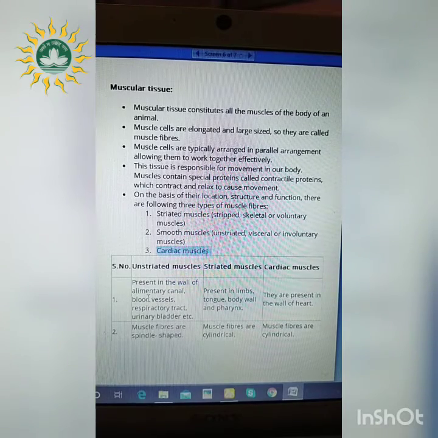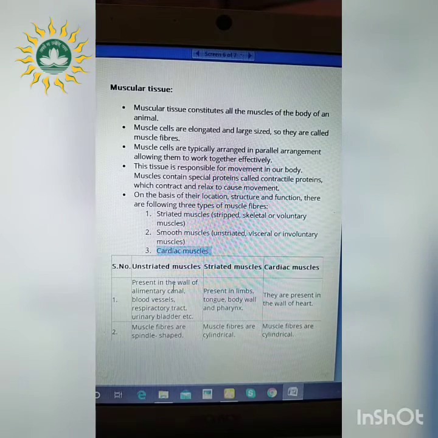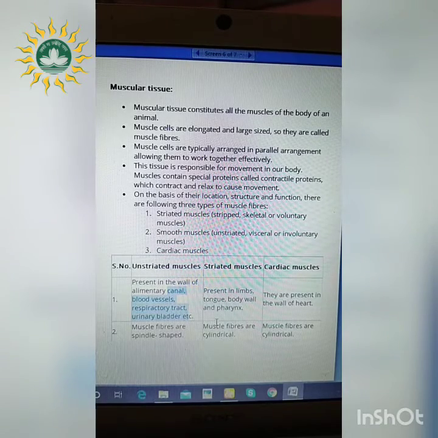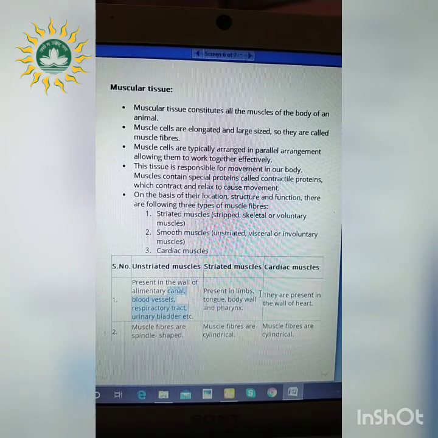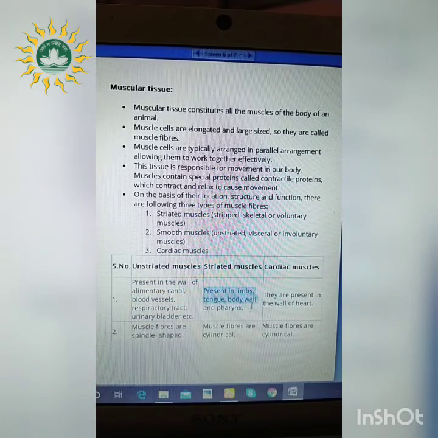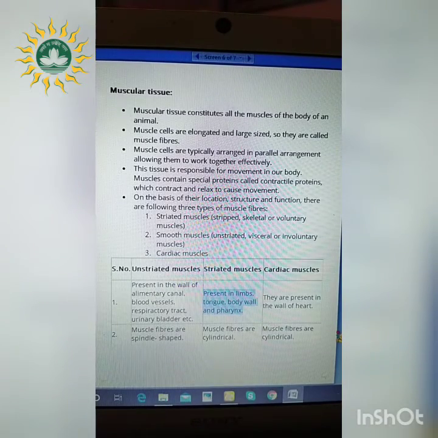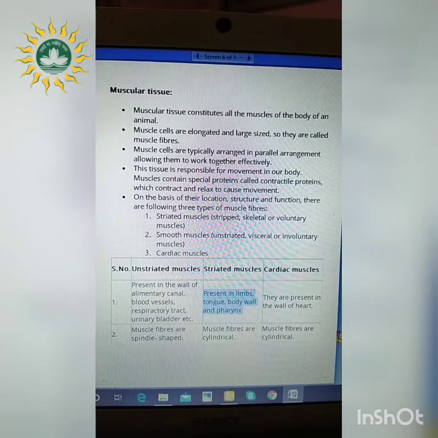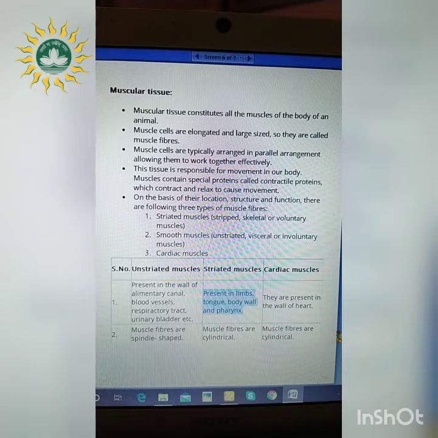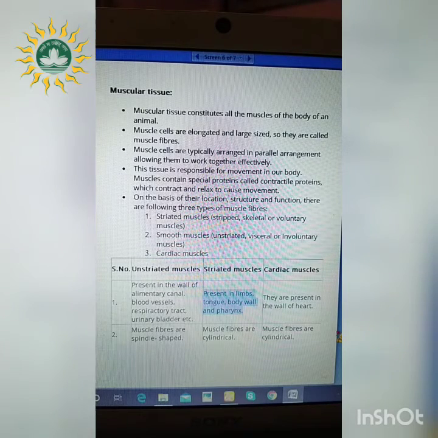Firstly, where are they present? The unstriated or the smooth muscles are present in the wall of the alimentary canal, the blood vessels, the respiratory tract and the urinary bladder. Whereas the striated muscles, or the striped muscles, are present in the limbs, tongue, body wall and pharynx. If we consider the example of the tongue, I was talking about the voluntary action. Whenever we need the function of the tongue, we want to chew or move something, we then move the tongue, right? So it is working according to our will.